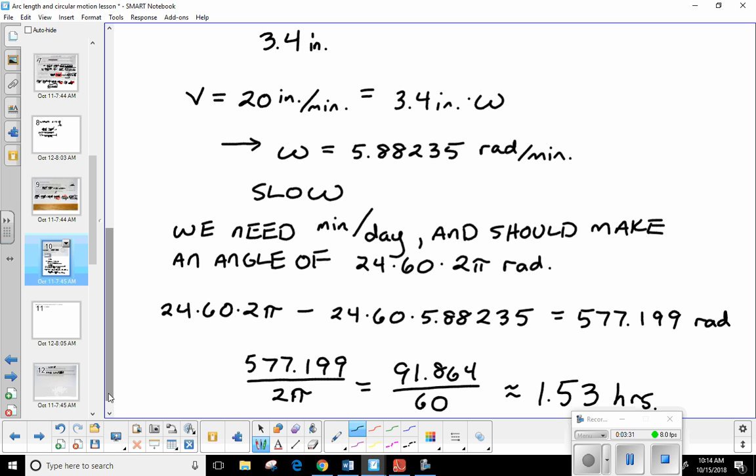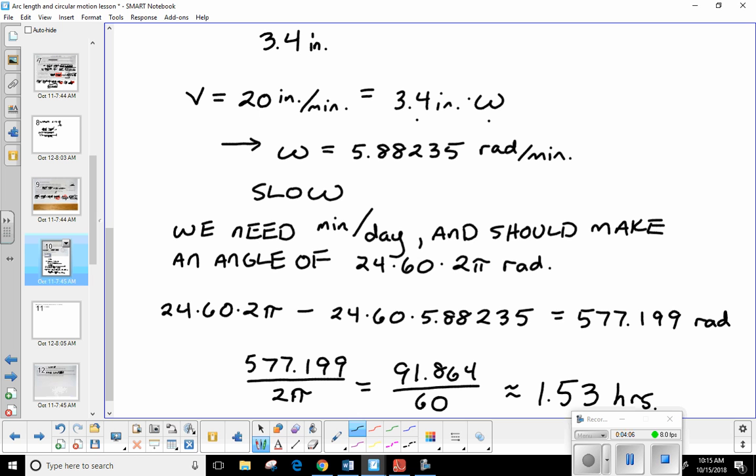I looked at the problem and tried to determine what the angle was for an entire day. You'll notice the problem said you're given the second hand is 20 inches per minute. Well, that's a measurement per time, so they're providing you the linear velocity. So we know that in order to get the linear velocity, you just multiply the radius by your angular velocity. So I just worked backwards to figure out what my angular velocity is. So I got 5.88235 radians per minute. Now, why am I saying that's slow?